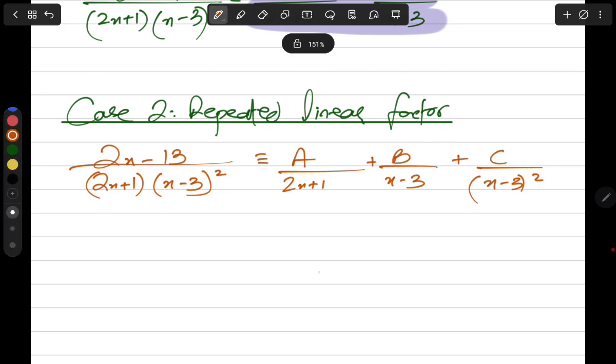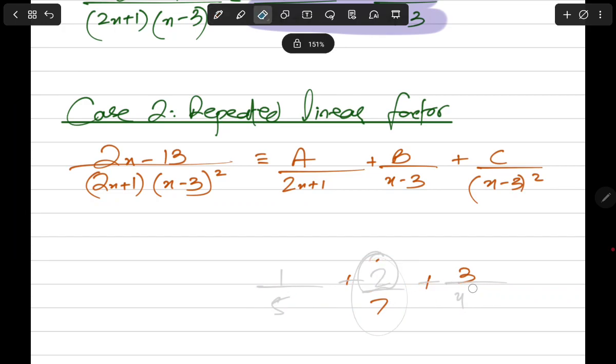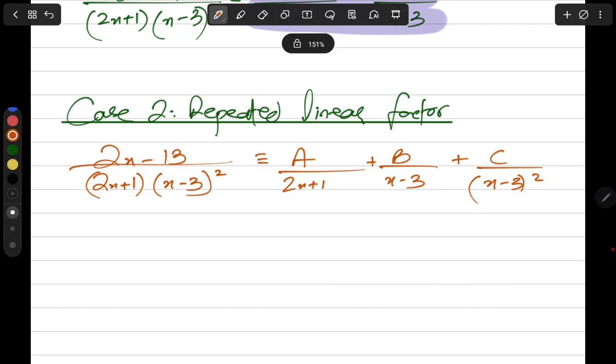Because when you take LCM, so let's say if you have 1 upon 5 plus 2 upon 7 plus 3 upon 49, while the LCM is going to be 49 times 5, nonetheless there is a possibility that there is another factor here with a denominator of 7, right? Therefore we cannot eliminate the possibility of this here.